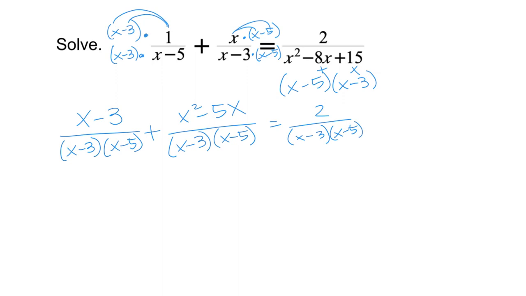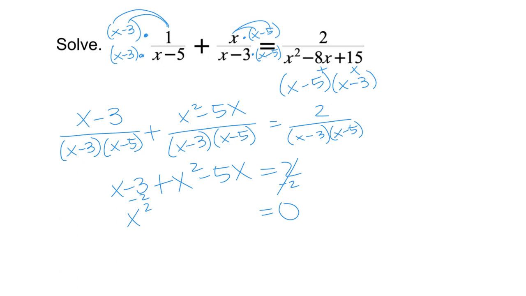Now that I have common denominators, I can just focus on the top. So let's focus on the top of the fractions. We have x minus 3 plus an x squared minus 5x equals 2. So this is kind of a jumbled mess, but let's make some sense of it. I'm going to set this equal to 0, so I'm going to subtract 2 on both sides. Now, if I do that, it's probably going to go with this minus 3 right here. And I'm going to put this in standard form, so when I go to factor, it's nice and ready to factor.